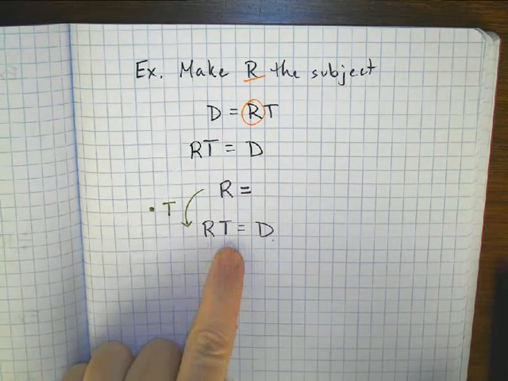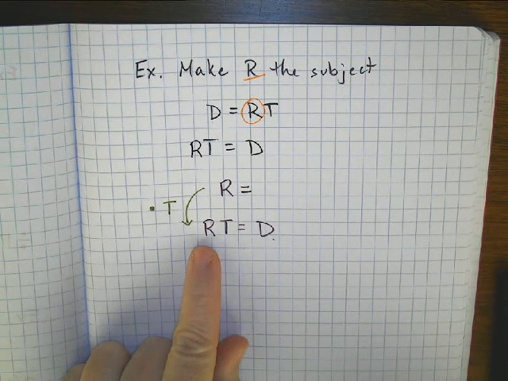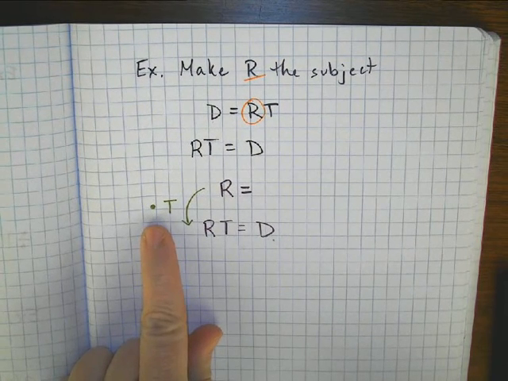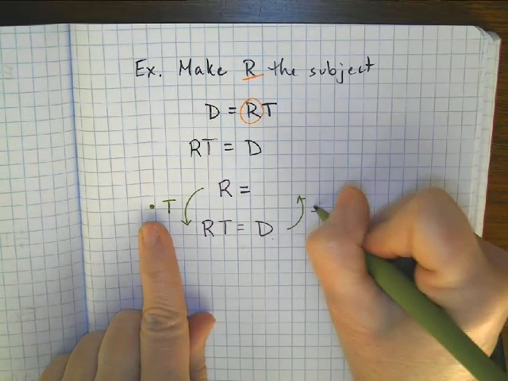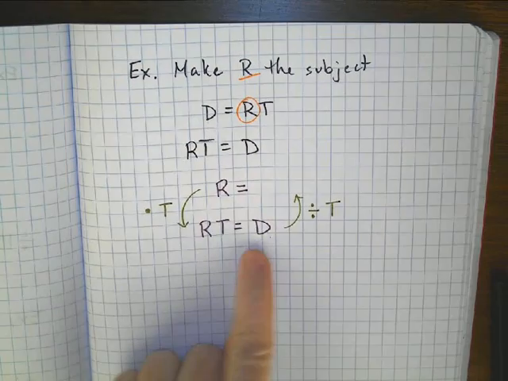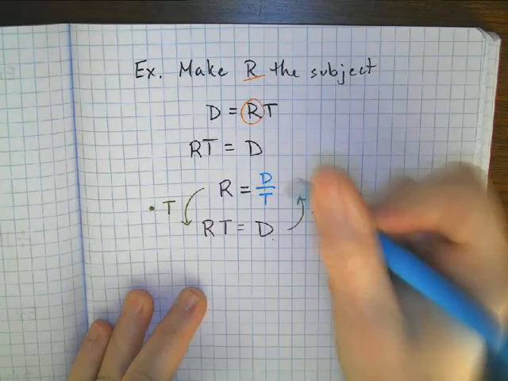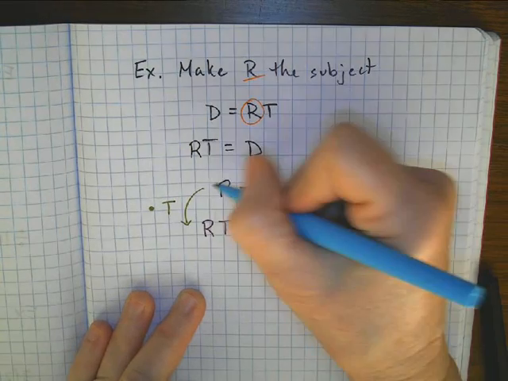When the letters are next to each other, cuando las letras están al lado, el significado es multiplicar. Este es R por T. Okay? El contrario, what is the opposite of times by T? The opposite of times by T is divide by T. El contrario de por T es entre T. Okay, so now I have D divided by T. De entre te is de sobre te. And that's it. That's my answer.